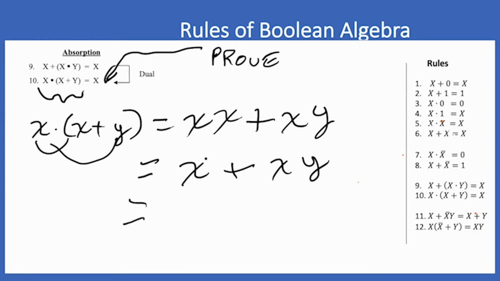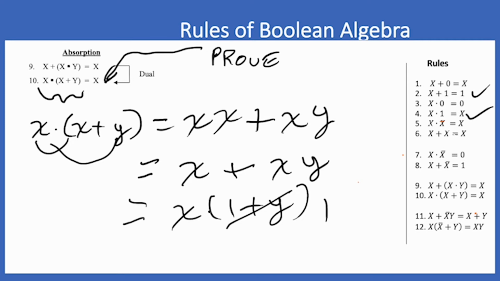xx from the sameness is equal to x. So now we can factor out an x. And we get x times 1 plus y. And 1 plus any variable is equal to 1. So from number 2 right there, it's equal to 1. And any variable times 1 is equal to that variable. So it's equal to x. So we've taken x times x plus y, and we've proven that it's equal to x using the rules of Boolean algebra.